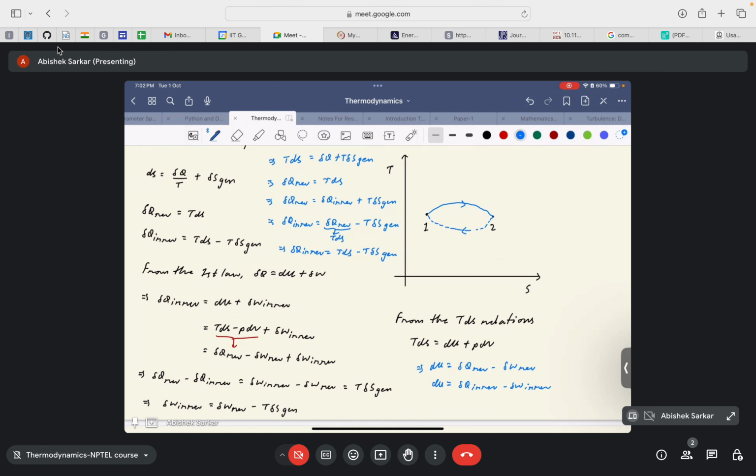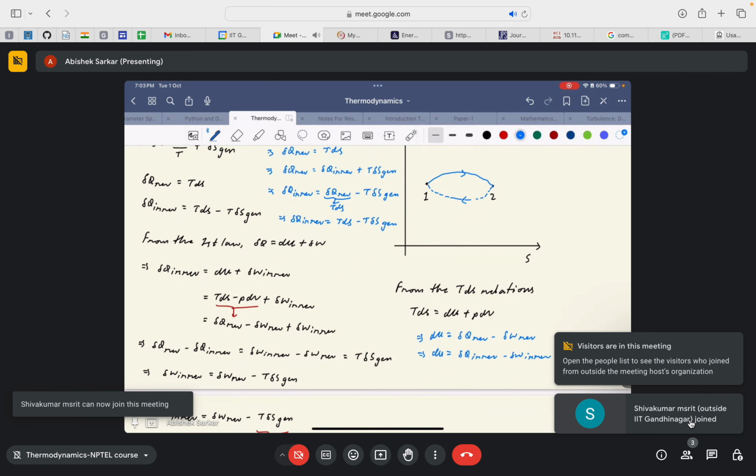Okay, so from that we can write that TdS minus PdV would be equal to delta Q reversible minus delta W reversible, plus delta W irreversible, which is the same term here.